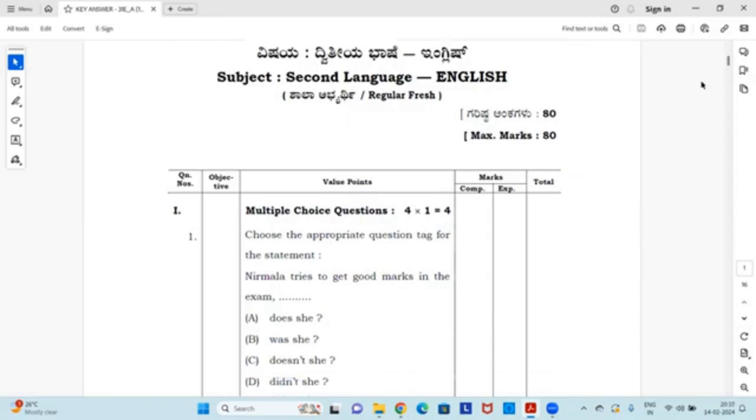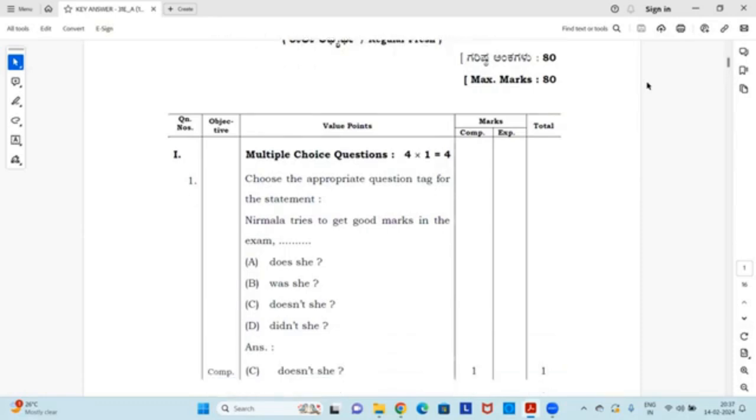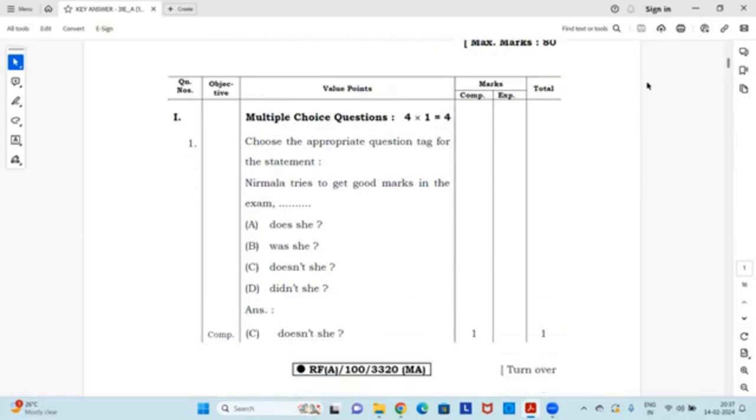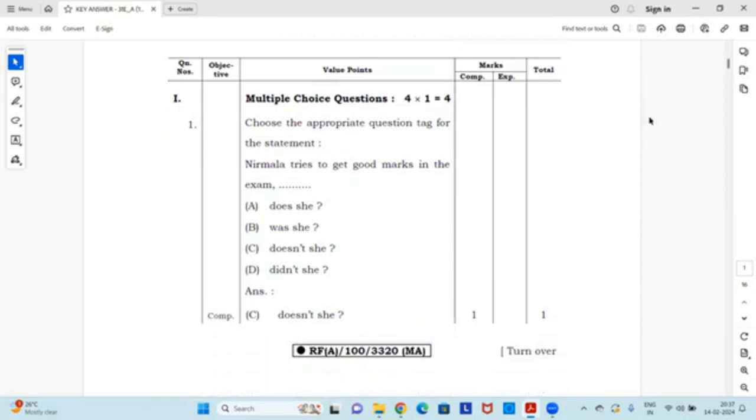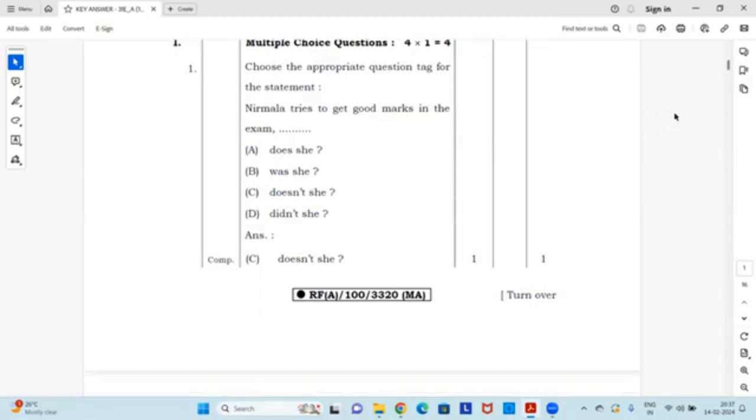So let's quickly start with the second language English model question paper with the answers for class 10. Okay, so the maximum marks of this paper is 80. The first main question is multiple choice, which is based on grammar. The first question is, choose the appropriate question tag for the statement. You have to choose the best question tag for the sentence. The sentence is, Nirmala tries to get good marks in the exam.